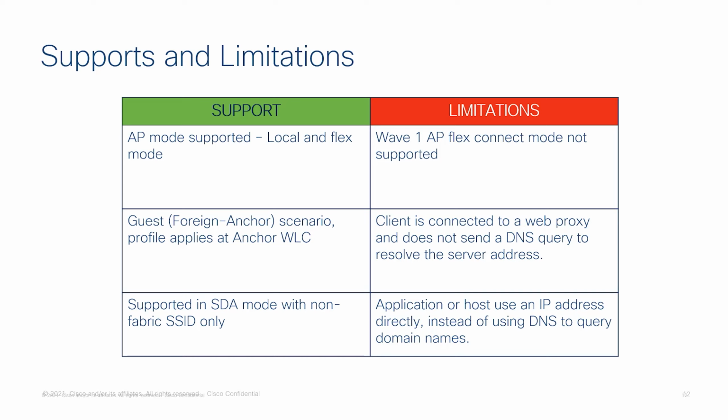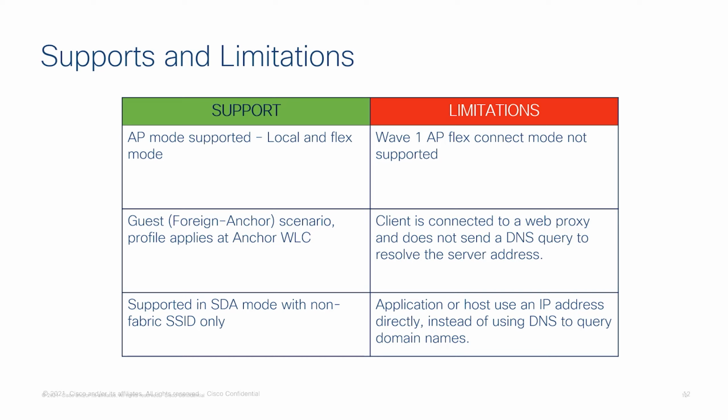Let's take a look at some of the supports and limitations of Umbrella on the Catalyst 9800 wireless LAN controllers. The AP modes supported include the local and FlexConnect mode. However, the Wave 1 AP FlexConnect mode is not supported. In the guest scenario, the Umbrella profile applies at the Anchor wireless LAN controller. Another limitation of the Umbrella integration on the 9800 wireless LAN controller is that if a client is connected to a web proxy and does not send a DNS query to resolve the server address, the Umbrella policy enforcement cannot apply to the client.